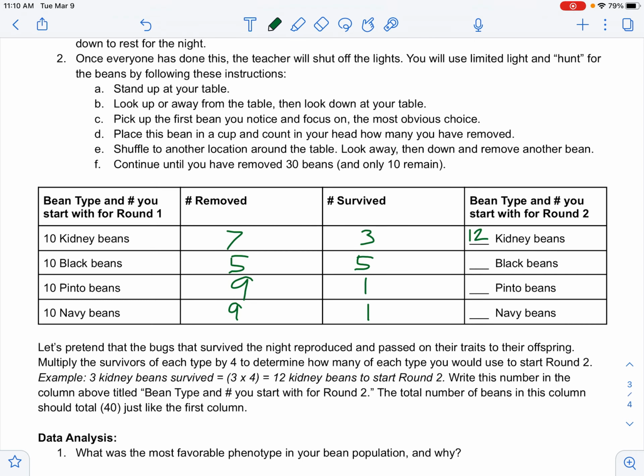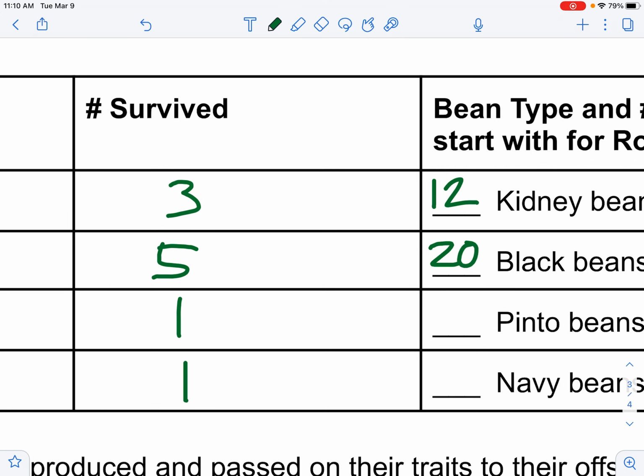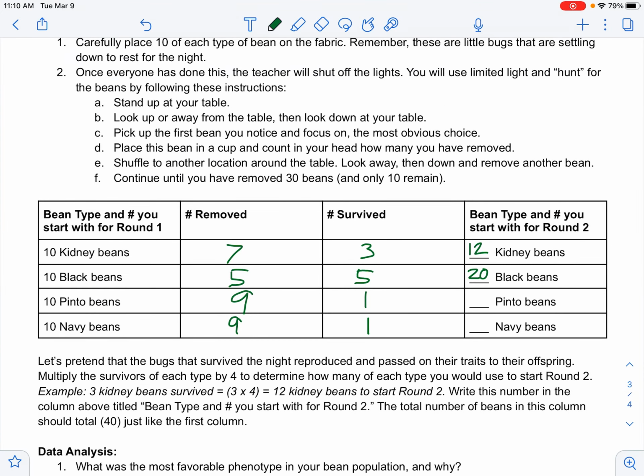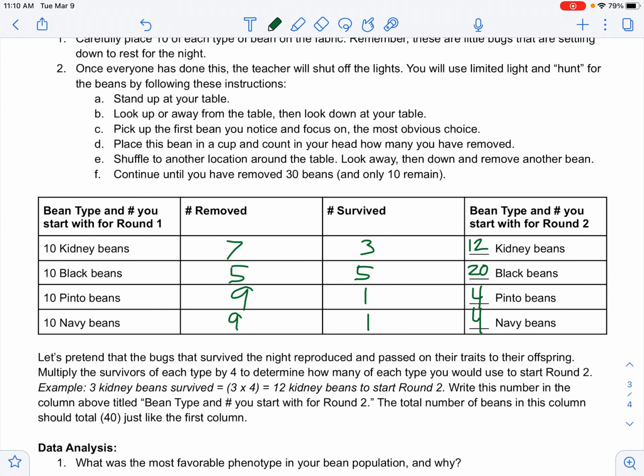And then 5 black beans survive, so 5 times 4 is 20. We might have 20 black beans later on in the weeks to come after they survive and then reproduce. And then pinto beans, 1 times 4 is 4, and 1 times 4 is 4. So we're not going to have very many pinto beans or navy beans. In fact, if we were going to do another round, we would start the next round with 12 kidney beans, 20 black beans, and only 4 pinto beans and only 4 navy beans, because the population has, you could say, evolved through natural selection.